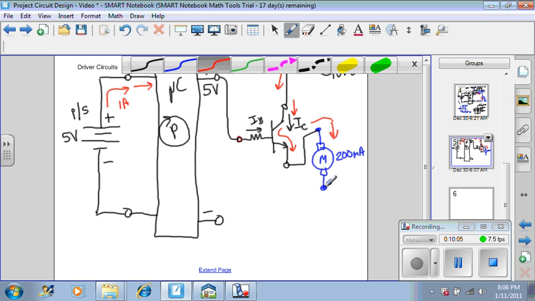And where does current always end up after it has made its way through the component? Where does it always end up? It ends up back at the negative part, or we call this ground.